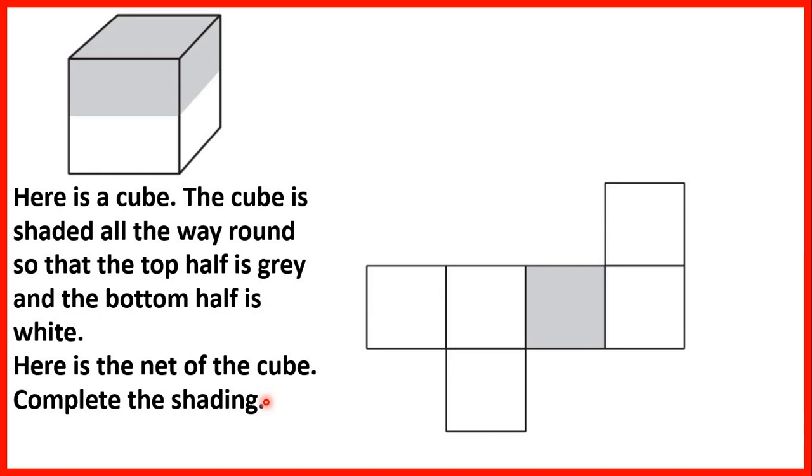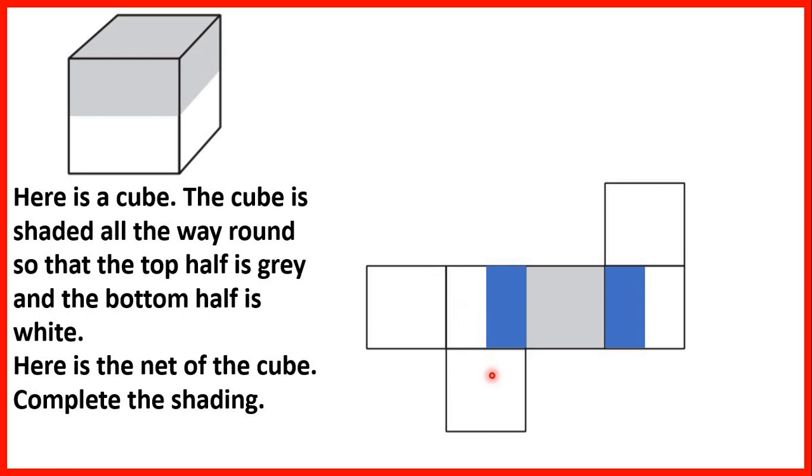Complete the shading. So we have a whole face coloured in here, so that will be the face at the top of our cube. Now we can shade this half of this face, because that will be the face round this side that we can't see. We can shade half of this face here, because that will be the half that's shaded here.